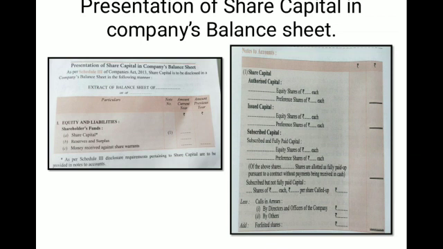But here the share capital is the first head in the equity and liabilities. Under the equity and liabilities, the first head is shareholders' funds, and under the shareholders' funds, three items are there. One is share capital, second is reserves and surplus, and third is money received against share warrants. As per the syllabus, the third point is deleted, but for reference only it is there.